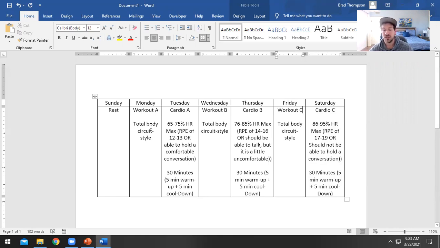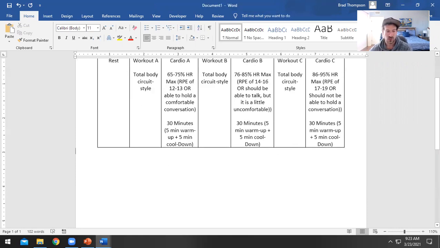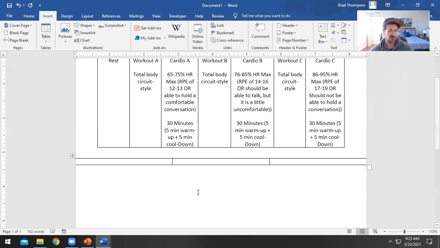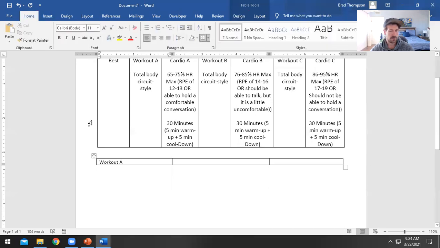Maybe if we make it very simple, let's insert another table here. So we've got workout A here. I guess I did that to myself earlier. Let's go like that, and let's go like that, because it's going to be weird. Okay.